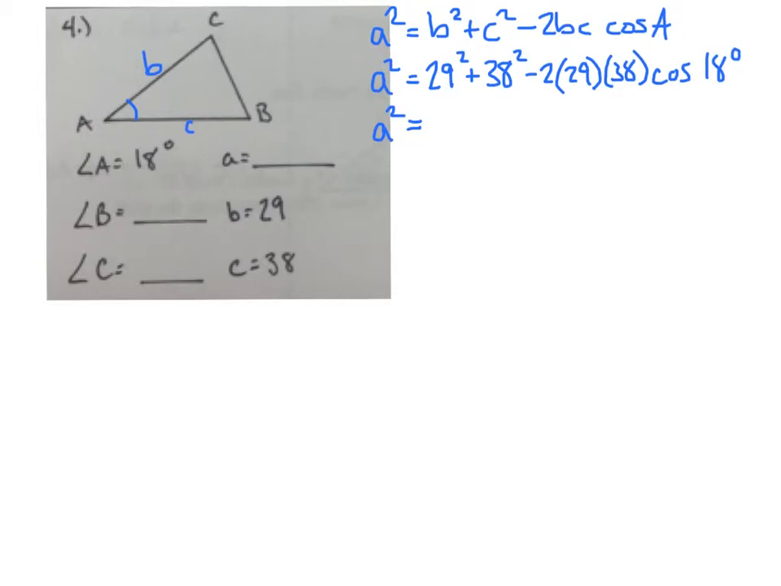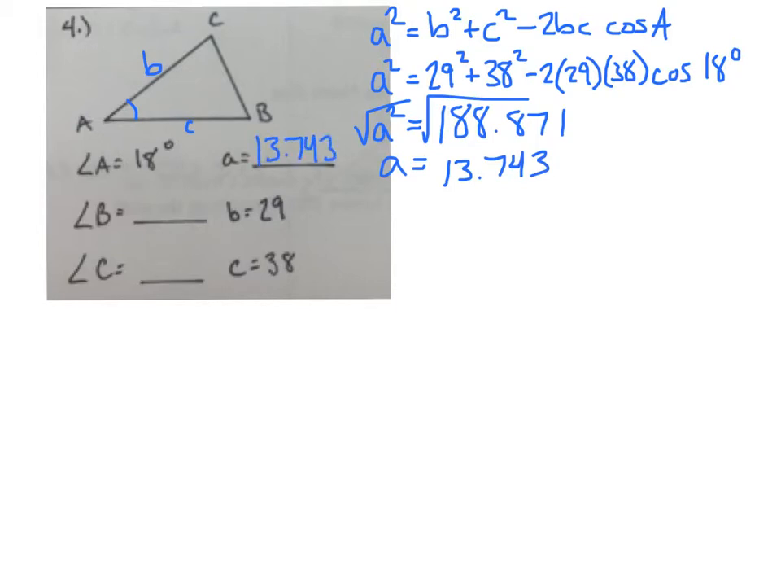The calculator should give you a value of 188.871, which is not our side length. That's a squared. So to finish it off, we just take the square root of both sides, and we get that a is equal to 13.743. So that's our side length, 13.743.